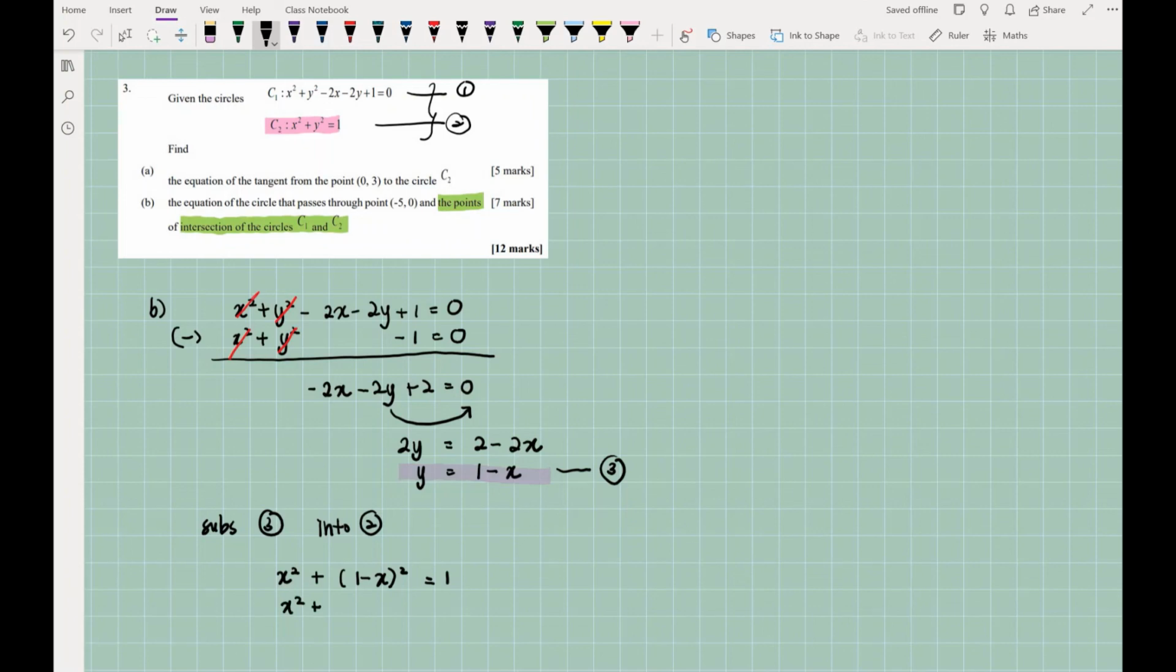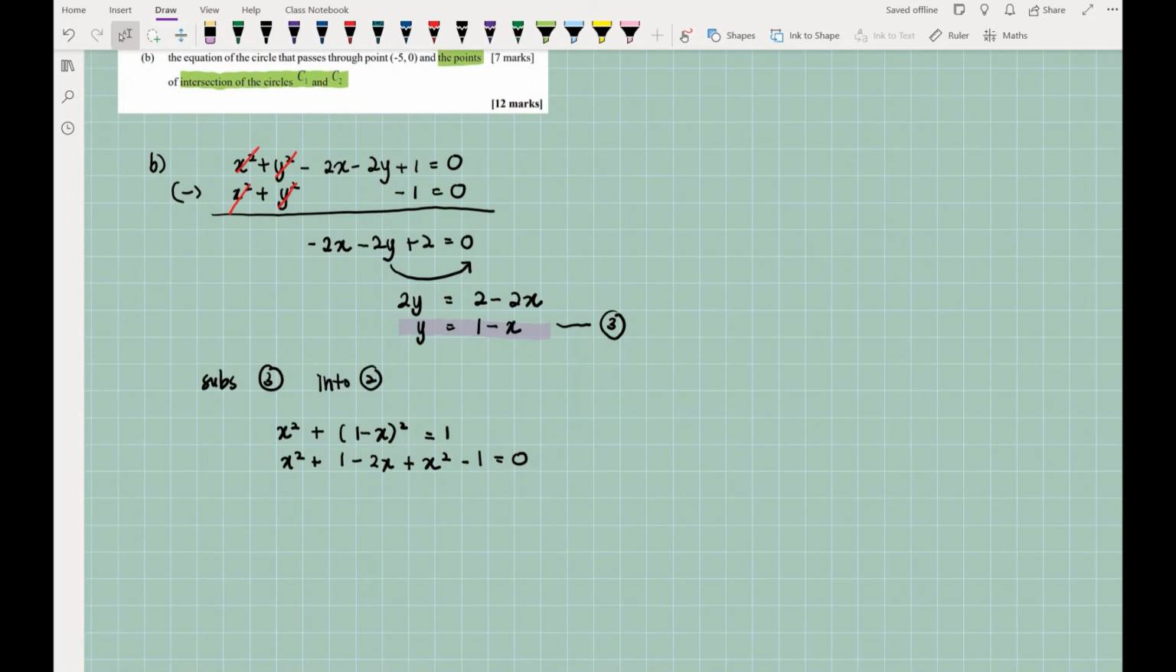x square remains the same, plus 1 minus 2x plus x square minus 1, that is equal to 0. So dari sini, I'm going to have 2x square minus 2x, and then 1 minus 1 is 0, so that is equal to 0. And then I can just factorize 2x from here, so 2x multiplied by x minus 1, that is equal to 0. Hence, I get x is equal to 0 or x is equal to 1. So, dah dapat macam ni.